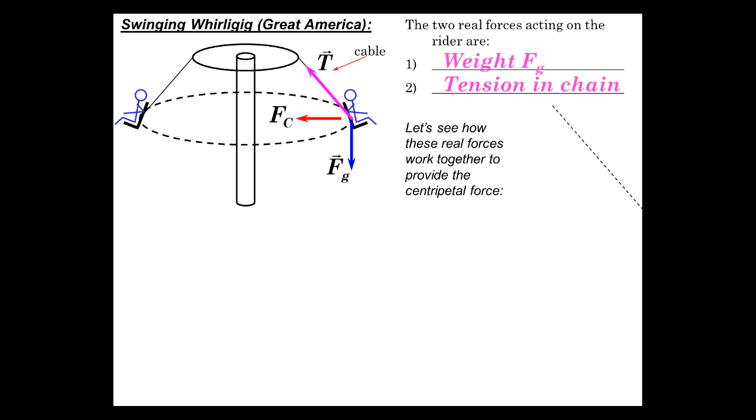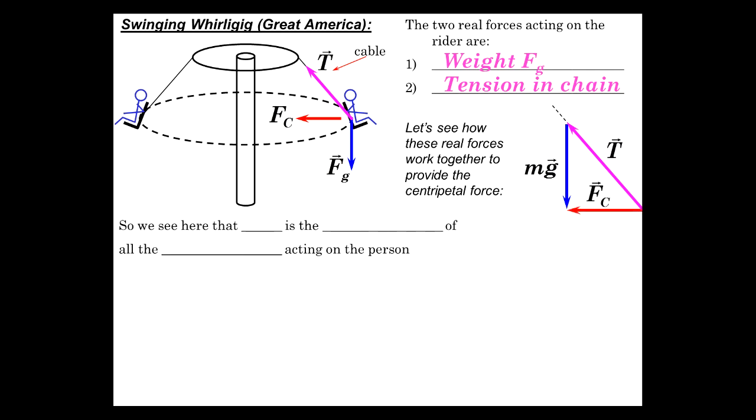Very easy. Add the two forces. Forces are vectors, so there's the tension. Let's add the weight to it. You already know how to do this. Tail to tip addition of vectors. And watch how it gives us the centripetal force. Voila, there it is. So we see that Fc, or the centripetal force, is the vector sum of all the real forces acting. And that's how it goes. Fc itself is never identified as an actual force. It's the result of these two real ones.